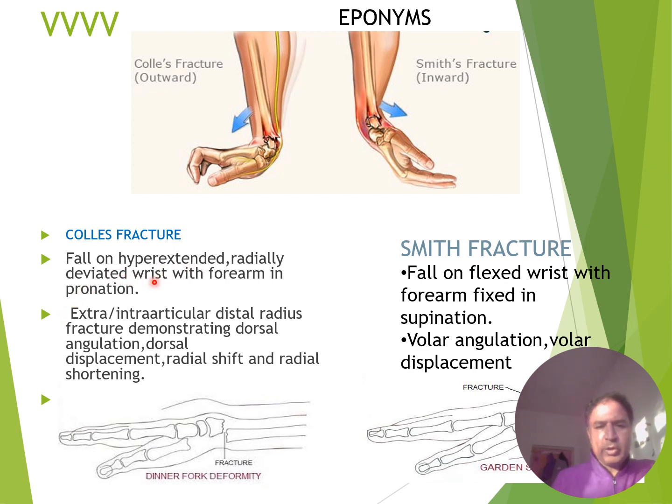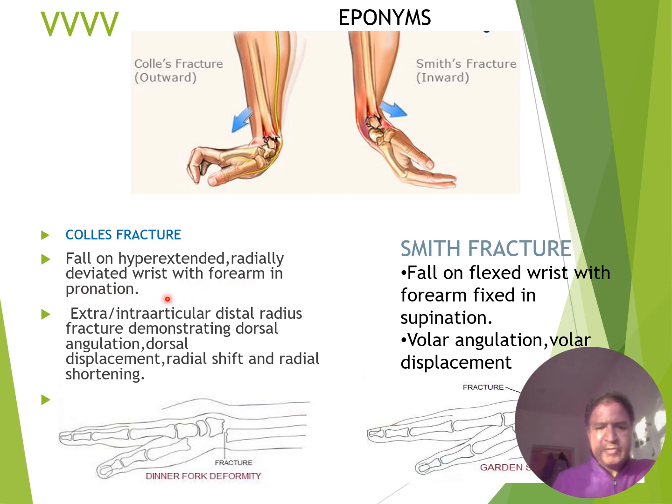Colle's fracture: fall on a hyperextended, radially deviated wrist with the forearm in pronation. Extra-articular distal radius fracture demonstrating dorsal angulation, dorsal displacement, radial shift and radial shortening. So we have dinner fork deformity.